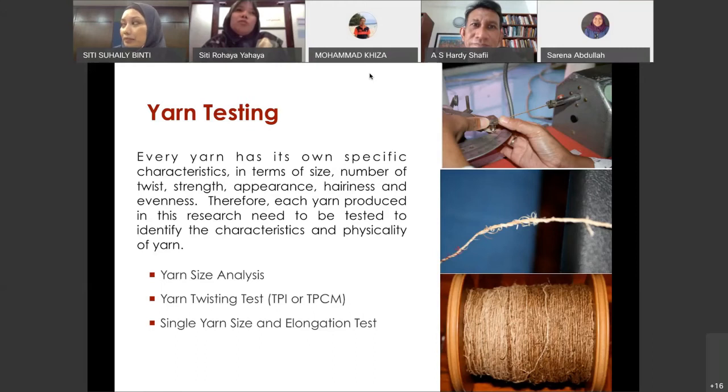I think there's no problem in terms of the chemical reactions or whatever, because once you follow the right procedure, there's no problem for that fiber to be commercialized. Okay. Any question?